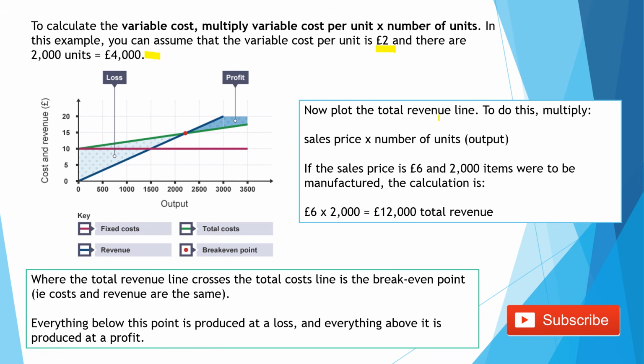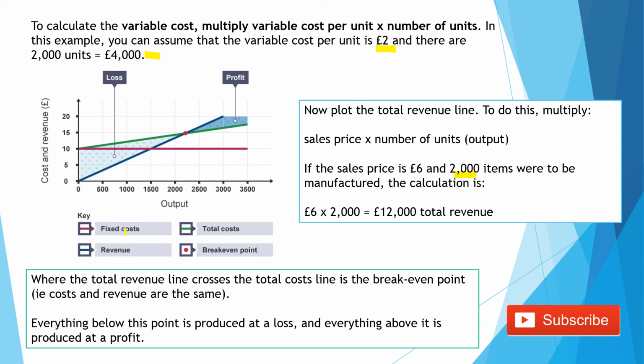Now, plot the total revenue line. To do this, multiply sales price times number of units output. The sales price is £6, so it costs us £2 to make, and if we are going to sell it at £6 and we have 2,000 of those items manufactured, the calculation would work out as £6 times 2,000, which is 12,000 total revenue.